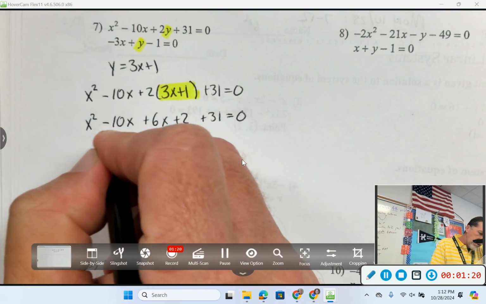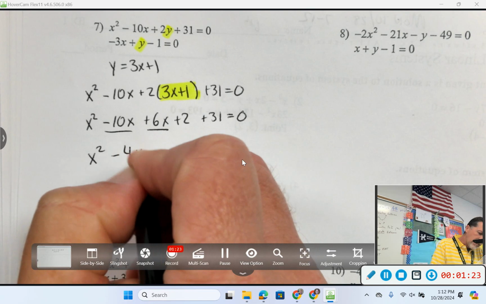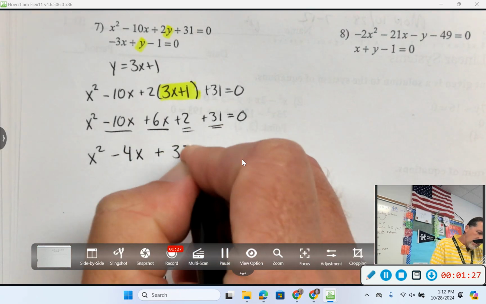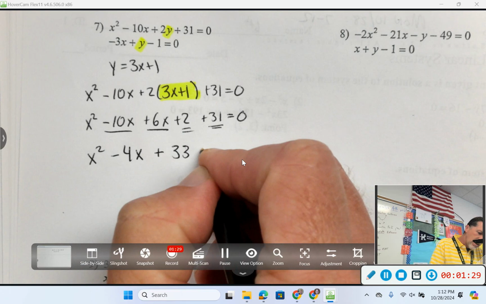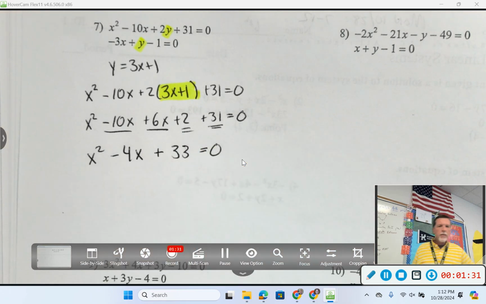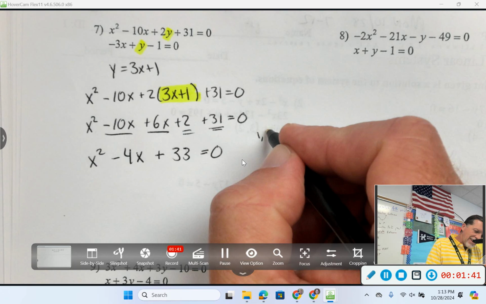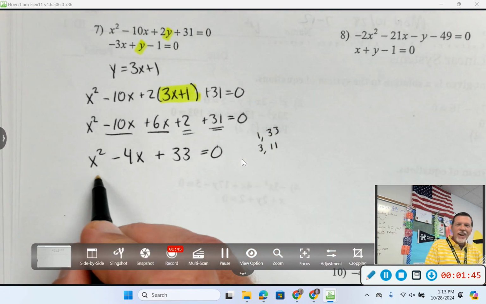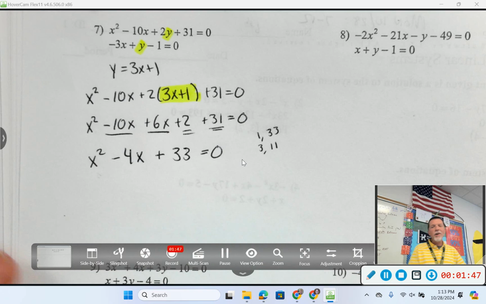So x squared minus 4x plus 33 equals 0. Did I do that right? I think I did. And the reason I'm asking, though, is 1 and 33, 3 and 11. There's no a term, so there's no way I'm getting 4 out of this.